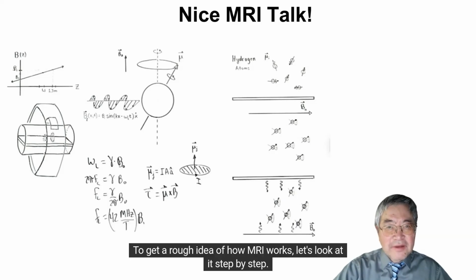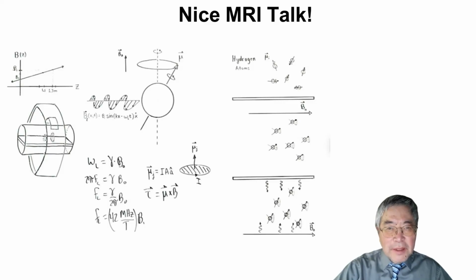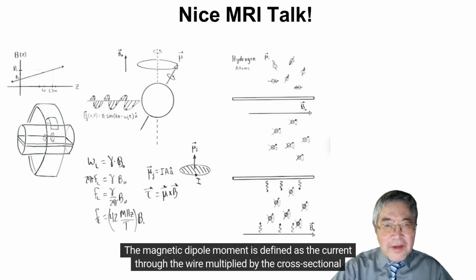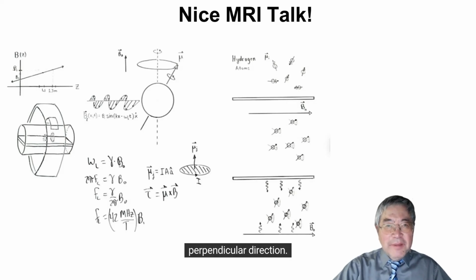To get a rough idea of how MRI works, let's look at it step by step. Magnetic resonance imaging, or MRI, can be modeled by first considering a conducting loop of wire. The magnetic dipole moment is defined as the current through the wire multiplied by the cross-sectional area it encloses, multiplied by a unit vector perpendicular to that surface, so the dipole moment points in the perpendicular direction.